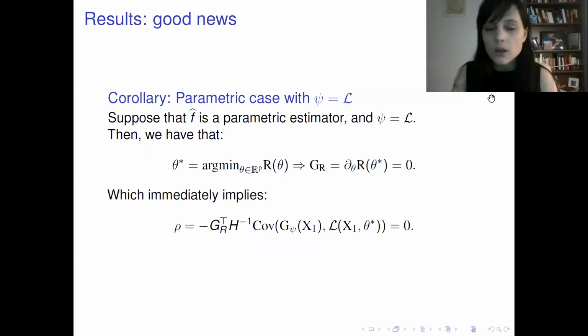Okay, example. Imagine that psi and L are the same loss. So I'm using the same loss for training and for evaluating my model. Then rho is exactly 0 asymptotically. And so asymptotically doing k-fold cross-validation is like having k times more data, and we have what we call full speed up.